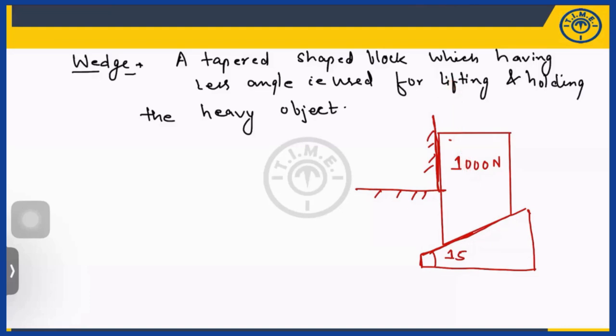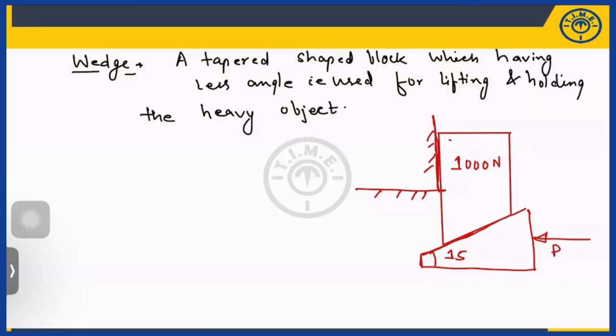Now, what you are doing is applying some force on this wedge so that the block will move in the vertical direction. That means the application of a wedge is when you want to lift a heavy weight. So even a small force, if you apply on the wedge, can easily move the block in the vertically upward direction. Okay. But how will you solve the problem?